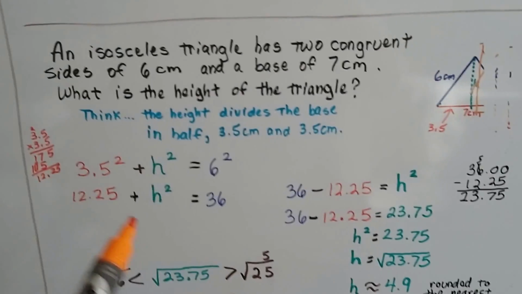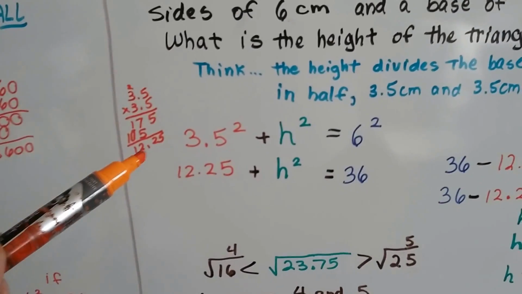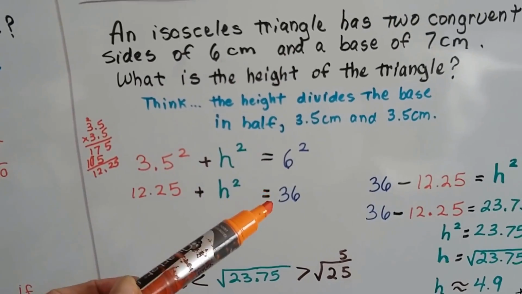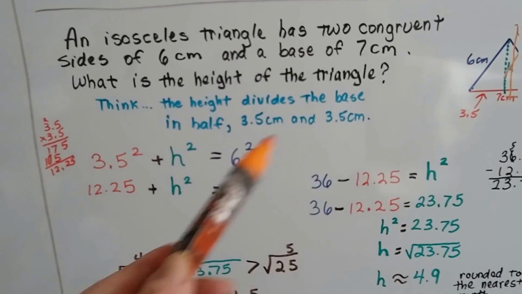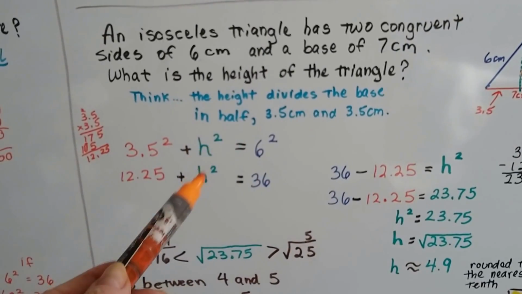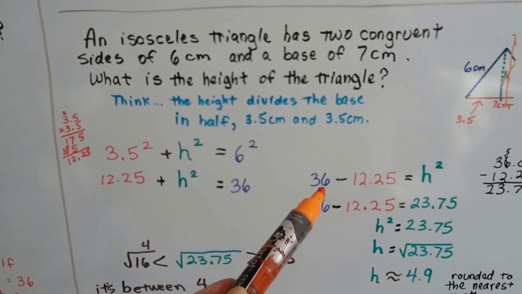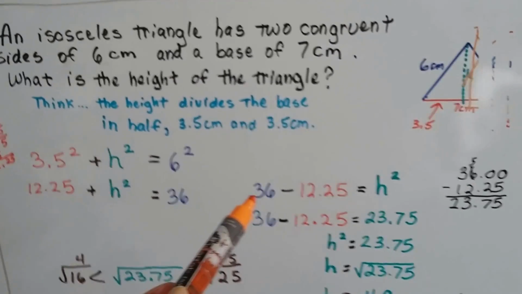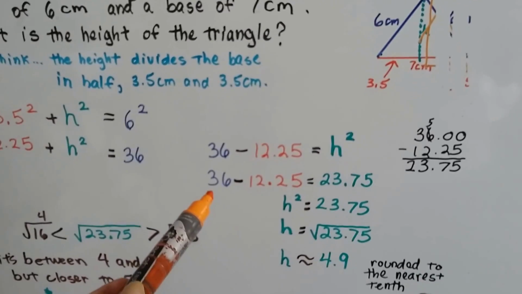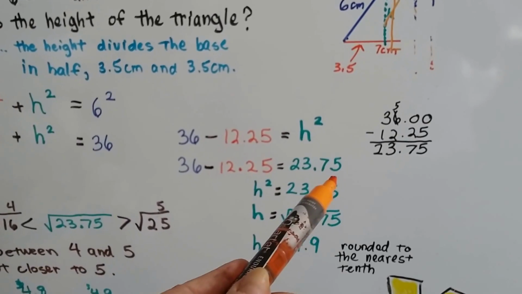All right, so we do 3.5 times 3.5, and we get 12.25. We need to add that to the height squared, and that's going to get us this 6 squared, 36. We can flip this around to find the height, which is the same as B in the Pythagorean theorem, and we get 36 minus 12.25 is going to equal that height squared. Well, 36 minus 12.25 is 23.75.